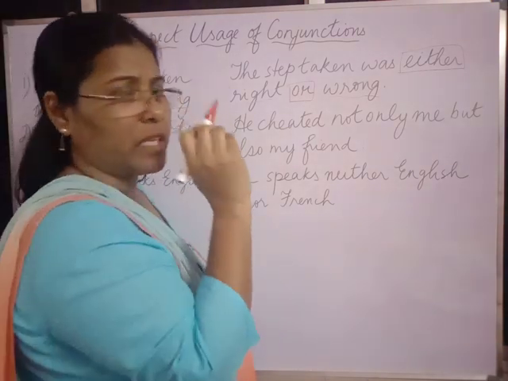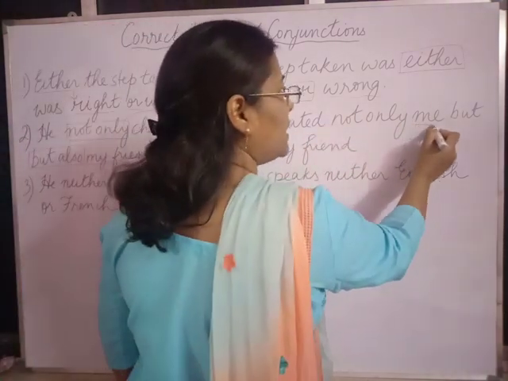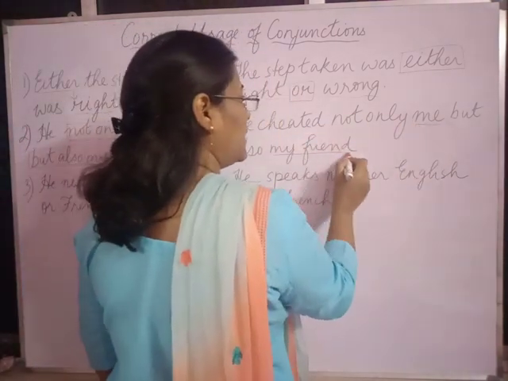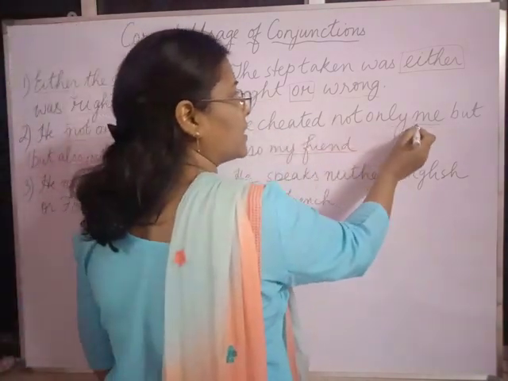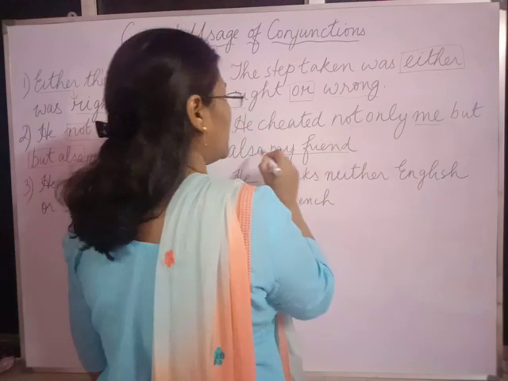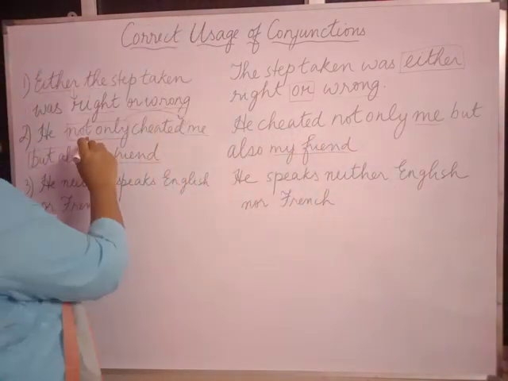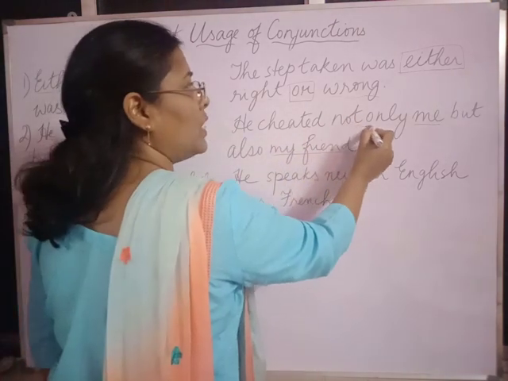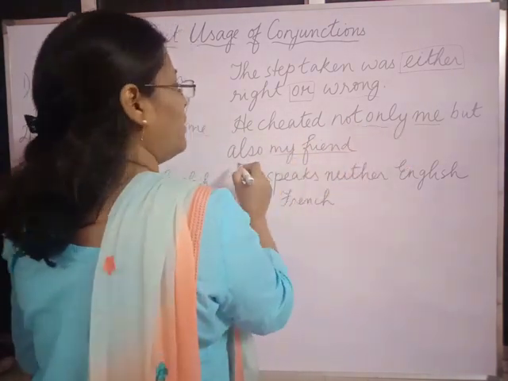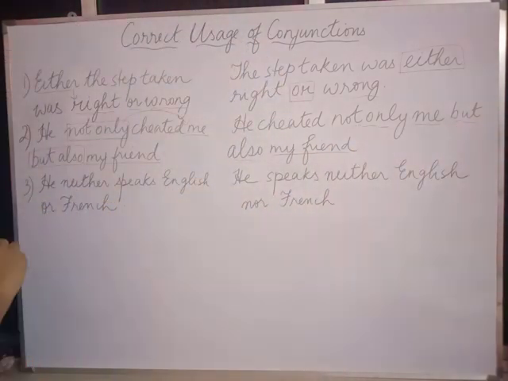Now how should it be used? "He cheated not only me." So "me" and "my friend" are the related words, and the correlative conjunctions are just placed beside those related words. So you see, "not only" is shifted near "me." So, "He cheated not only me but also my friend."